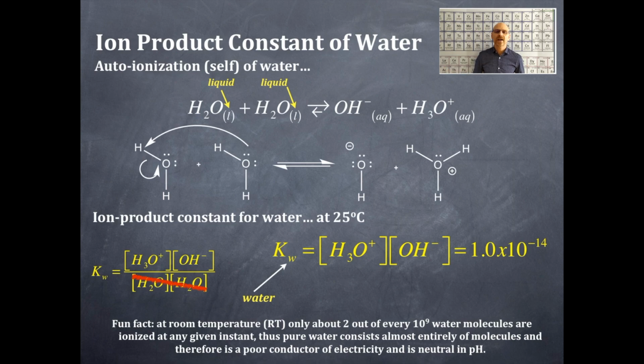Here's a little fun fact about the ionization product constant of water and water itself. At room temperature, only about 2 out of every 10 to the 9 water molecules are auto-ionizing at a given instant. Thus, pure water consists almost entirely of molecules and therefore is a poor, if not a non-conductor of electricity, and therefore has a neutral pH, that is a pH of 7.